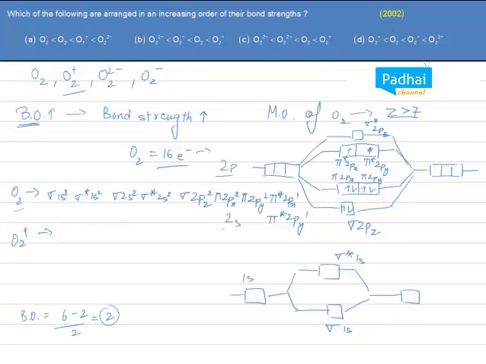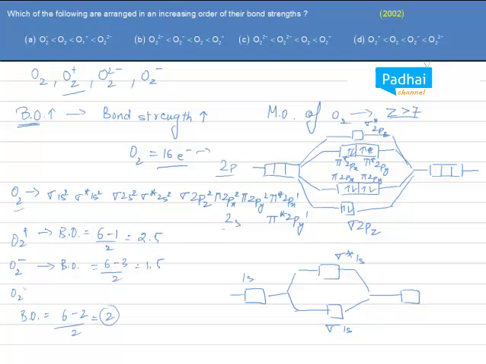Now for O2 plus, one anti-bonding electron will go off. That means the bond order will be 6 minus 1 divided by 2, which is 2.5. Now for O2 minus, one electron will come over here, so the bond order will be 6 minus 3 divided by 2, which is 1.5.